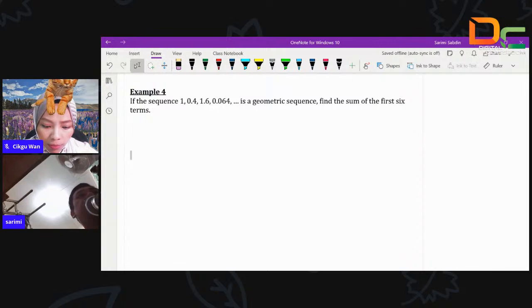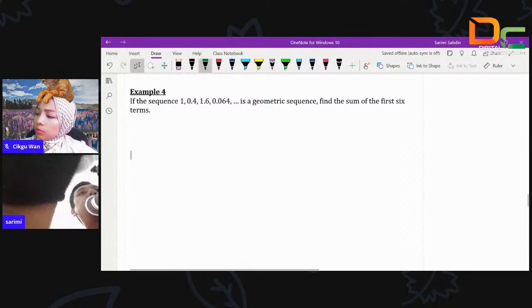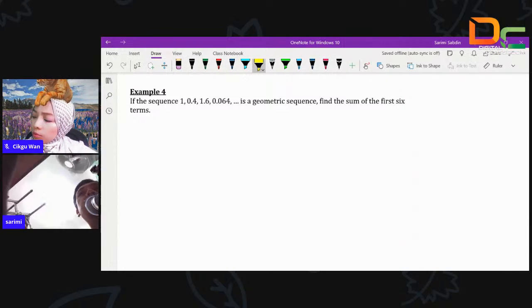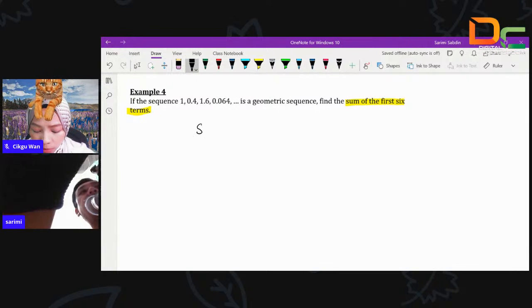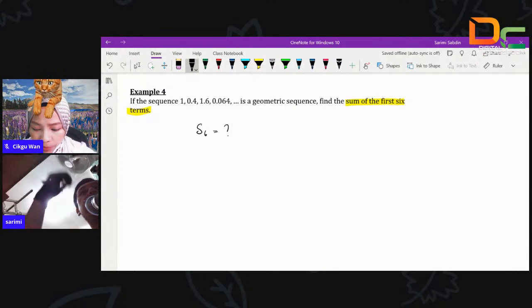Okay, so example 4. If the sequence 1, 0.4, 1.6, 0.064 is a geometric sequence, find the sum of the first 6 terms. So, benda yang kita nak cari adalah the sum of the first 6 terms, which is S6. Okay, so we need to find S6.